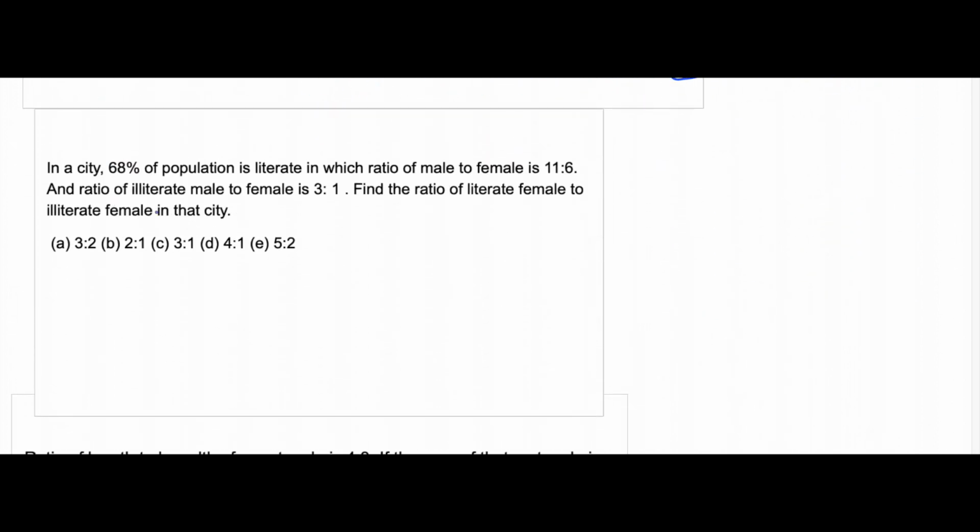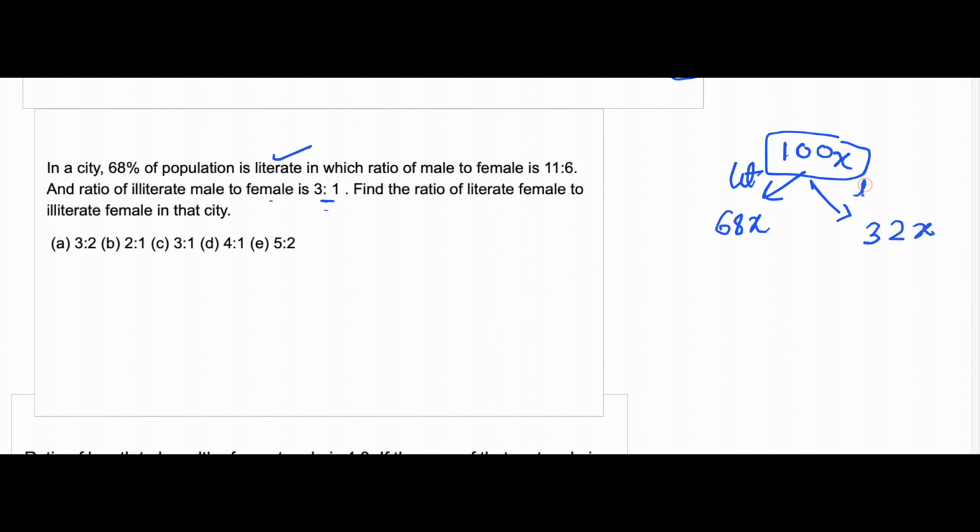Next. In a city, 68% of population is literate, in which ratio of male to female is 11:6. Okay. And ratio of illiterate male to female is 3:1. Find the ratio of literate female to illiterate female in the city. 68% of the population is literate. Let the population be 100x. So, literate is 68x and illiterate is 32x, okay?